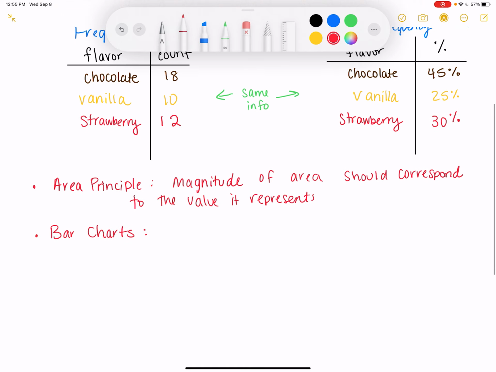All right, bar charts. You've probably seen these before. They can also be relative frequency. So what that means is it can either be used for frequency or relative frequency. It can be used for count or percentages. They are the same width. Everything width-wise measures the same. You're dealing with the height of the bars.